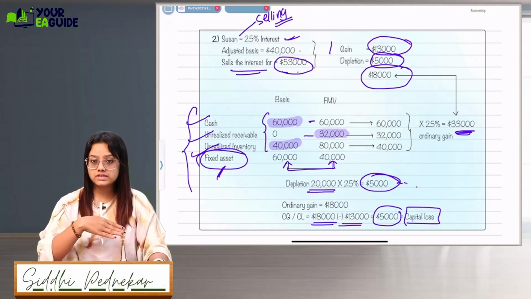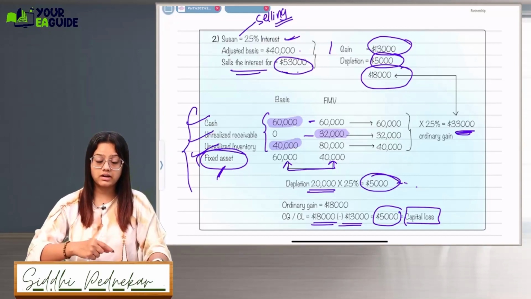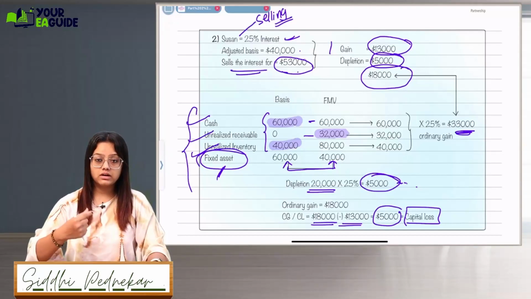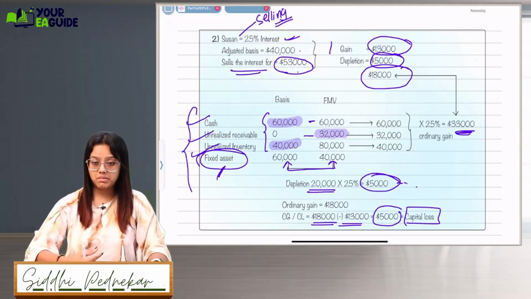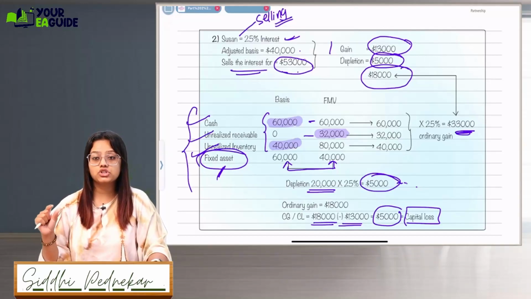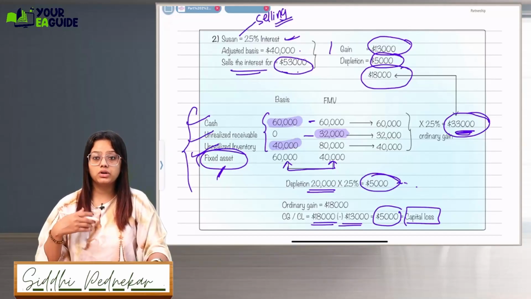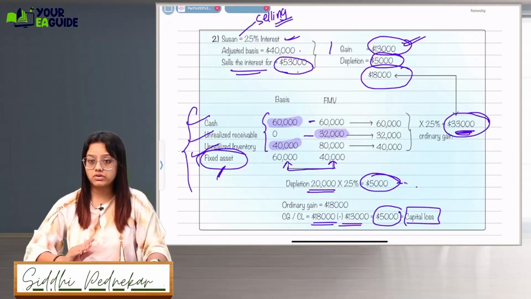Mention what all things the partner is receiving at the time of distribution. What is the basis? What is the FMV? First take all the basis amount, and then take the appreciated amount, okay, and then multiply it by the share which she is disposing. So that much is your ordinary gain, but my total gain is just 13,000, right?